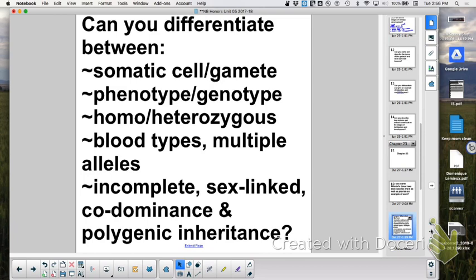Somatic cell. My thing keeps flashing, so I hope it's recording. Looks like it is. Okay.